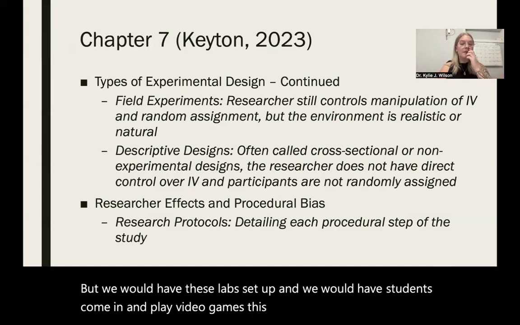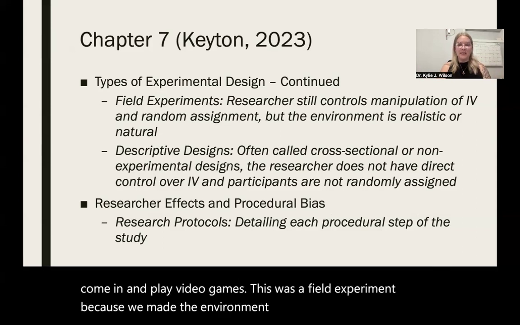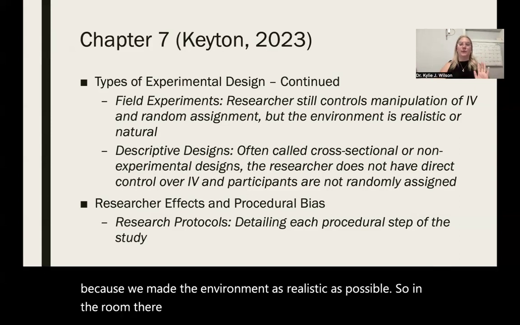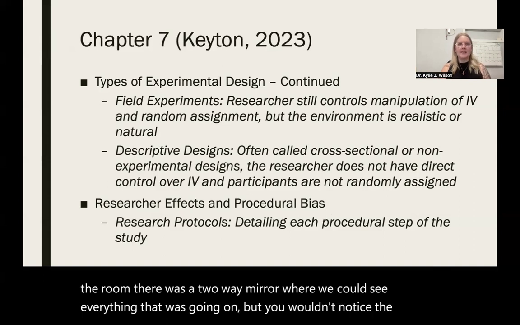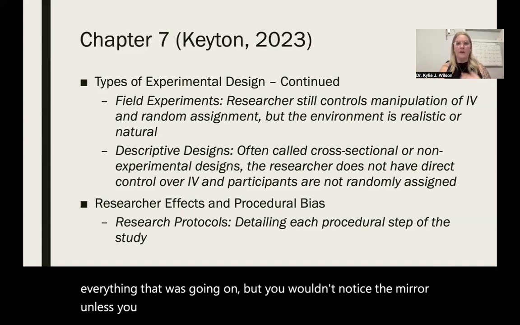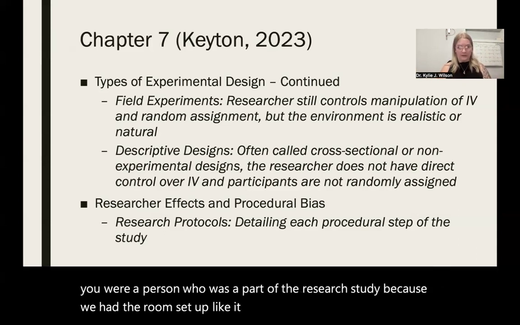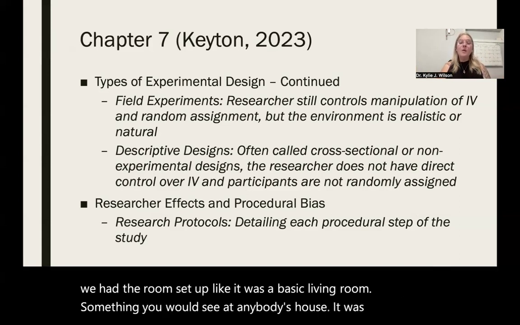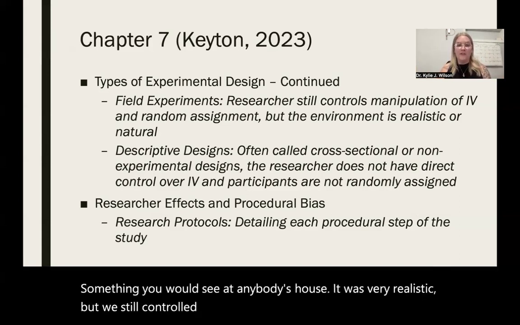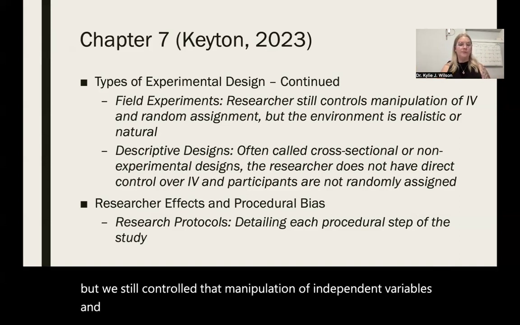This was a field experiment because we made the environment as realistic as possible. So in the room, there was a 2-way mirror where we could see everything that was going on, but you wouldn't notice the mirror unless you were a confederate. Again, we'll talk about that later, or you were a person who was a part of the research study, because we had the room set up like it was a basic living room. Something you would see at anybody's house. It was very realistic, but we still controlled that manipulation of independent variables and random assignment.